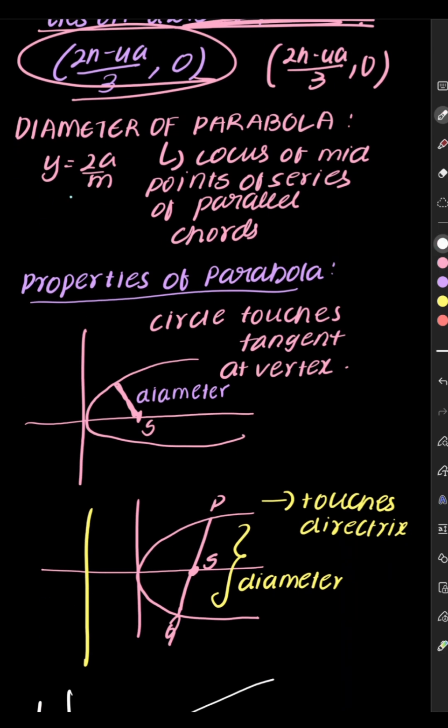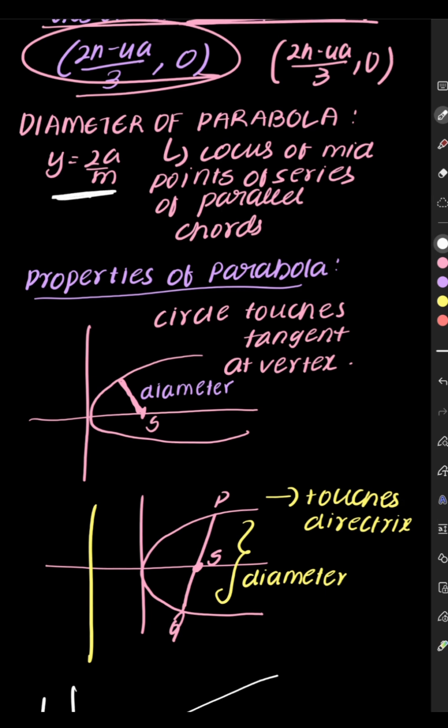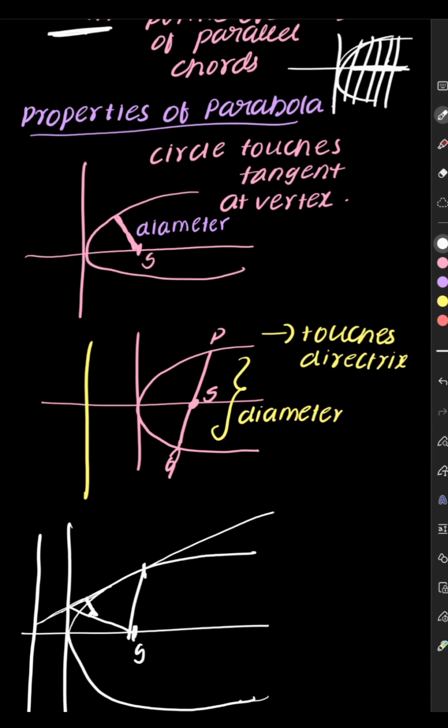Diameter of the parabola, y equals 2a by m. Diameter is basically, if you take a conic, draw a bunch of parallel chords, the locus of the midpoint is going to be the diameter.